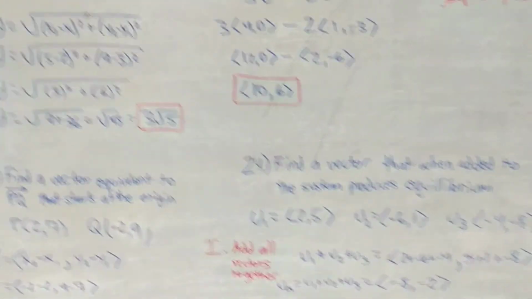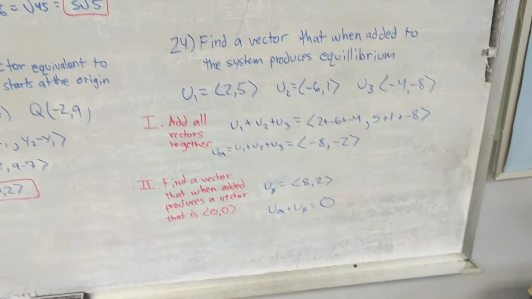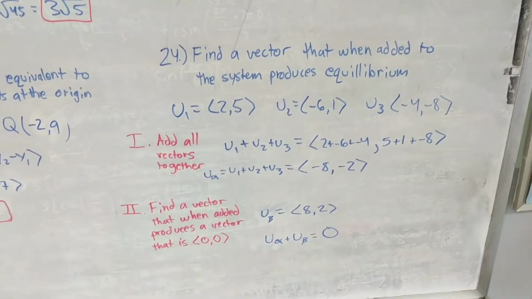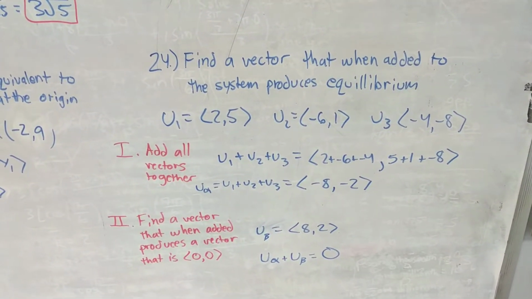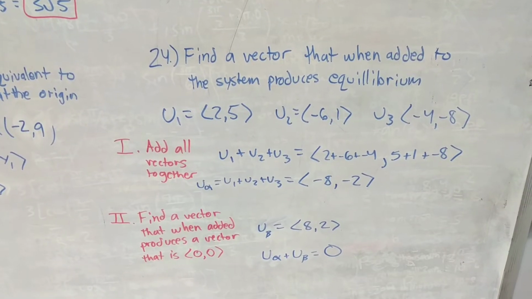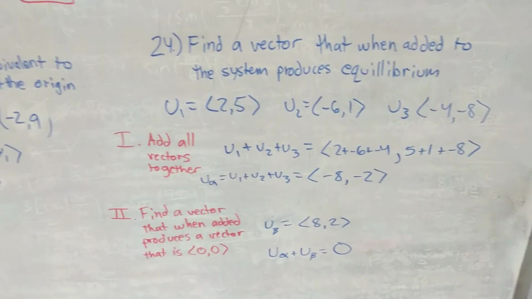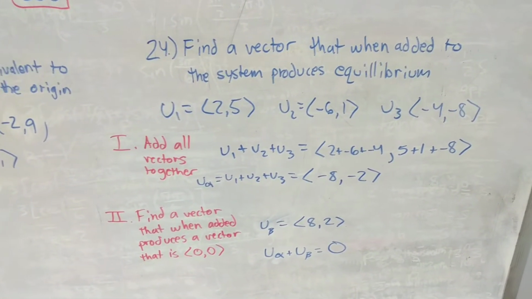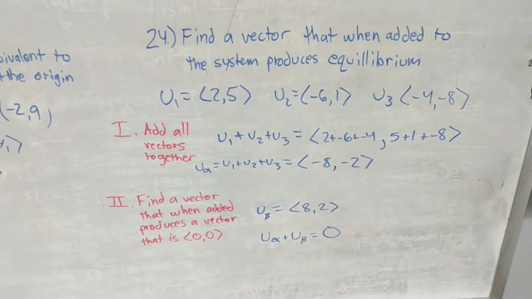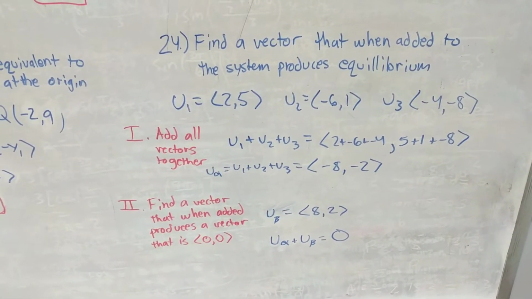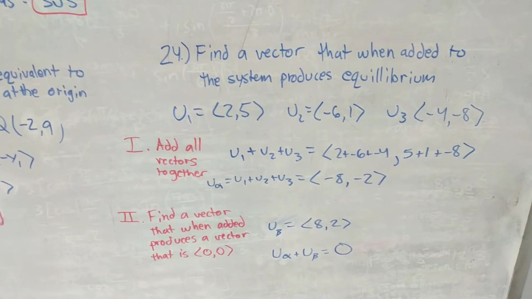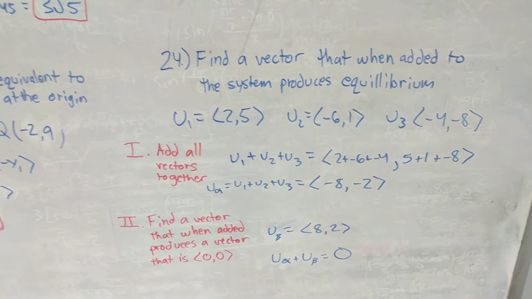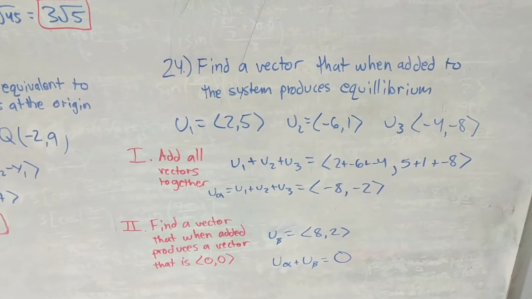Okay, so question 25 is a little bit more complicated. 24 is very similar to it. It's just 2 steps, guys. You're going to add all the vectors together and then find a vector that, when it's added to it, produces 0. Our resultant vector was <-8, -2>. If we add <8, 2> to it, everything will turn to 0. So when you're asked to find something in equilibrium, you want to find a vector so that when they are added, both the a and b terms are 0.